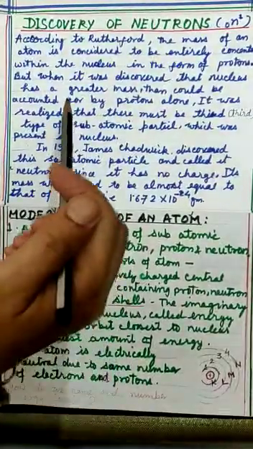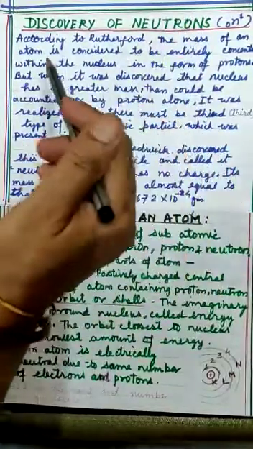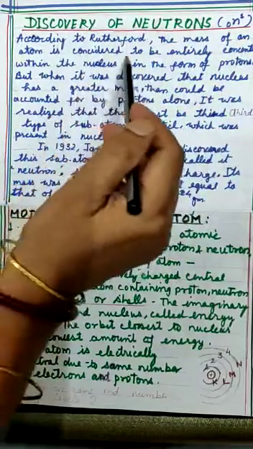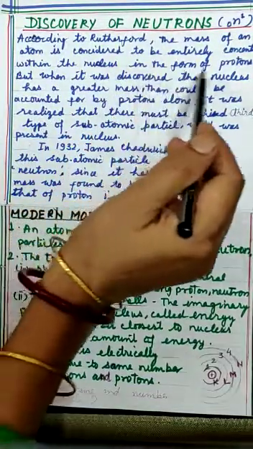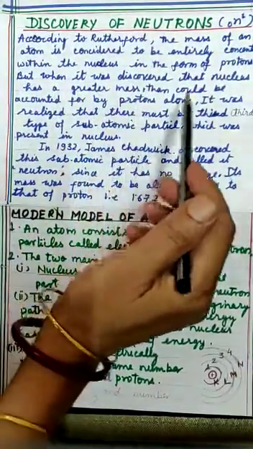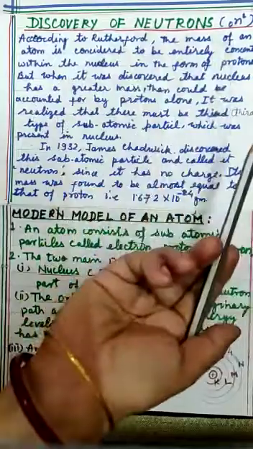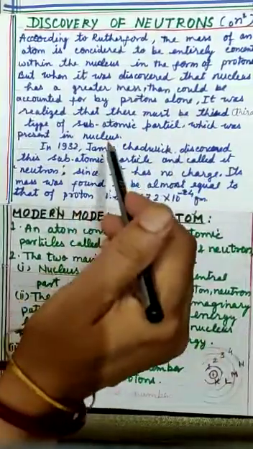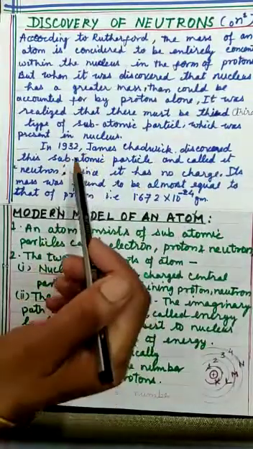Dear students, on the basis of observations of Rutherford's famous gold leaf experiment, some conclusions were drawn by him. According to Rutherford, the mass of an atom is considered to be entirely concentrated within the nucleus present in the center in the form of protons. But when it was discovered that the nucleus has a greater mass than could be accounted for by protons alone, it was understood that there must be a third type of subatomic particle present in the nucleus, responsible for its mass. Then in 1932 it was James Chadwick.